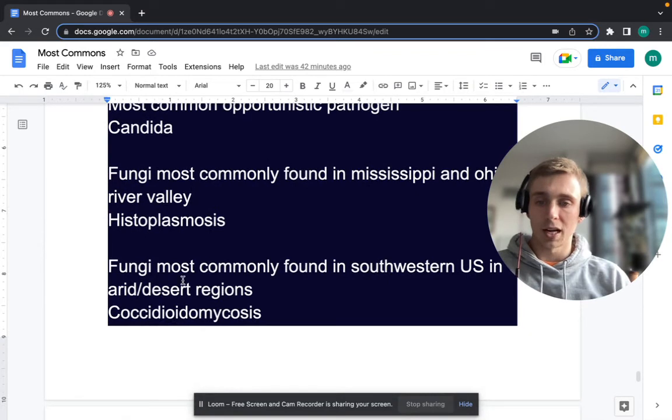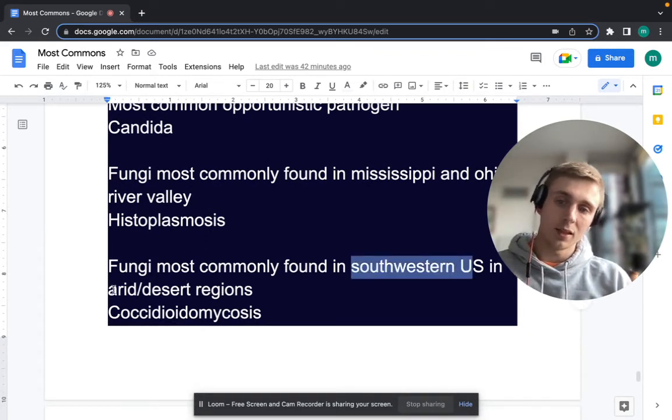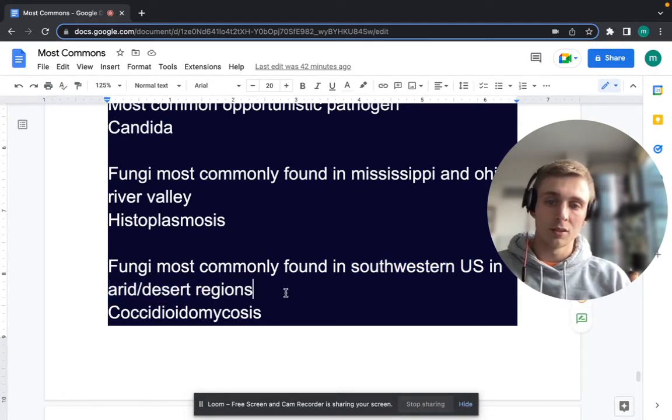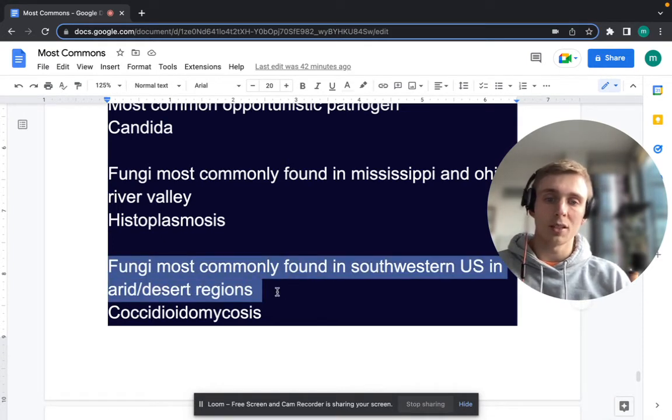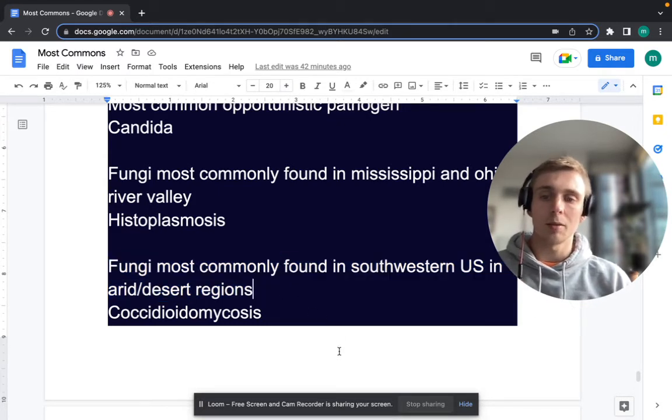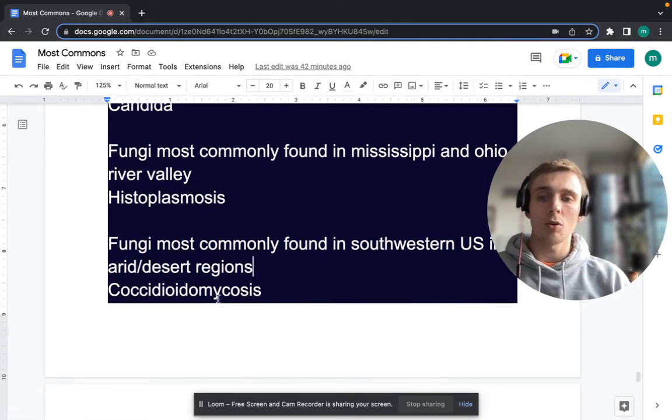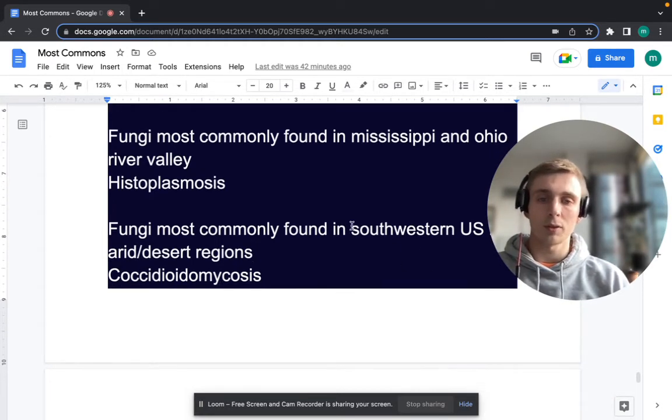How about another fungi, most commonly found in the southwest U.S. in arid desert regions? That's going to be coccidioidomycosis. Coccidioidomycosis is the most commonly found in the southwestern U.S. or arid desert regions.